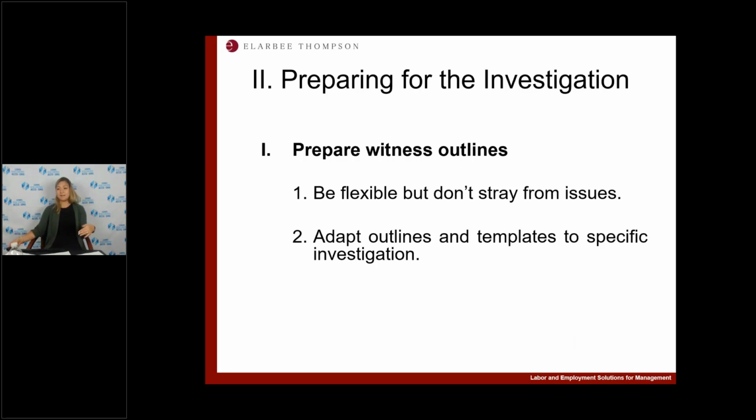And you want to have specific outlines for each witness. Half the time, particularly with more third-party interviews, you can pick and choose, use a template, and adapt it for that person. But just make sure that you are actually going through the outline and making sure that it applies to that particular interview.